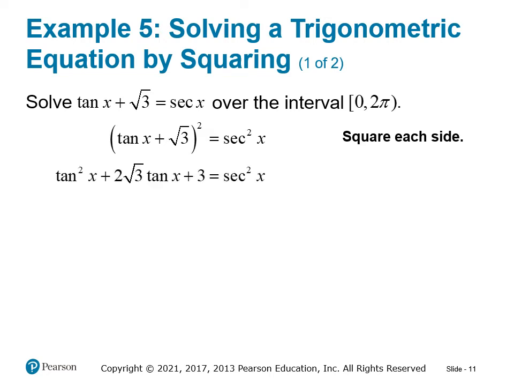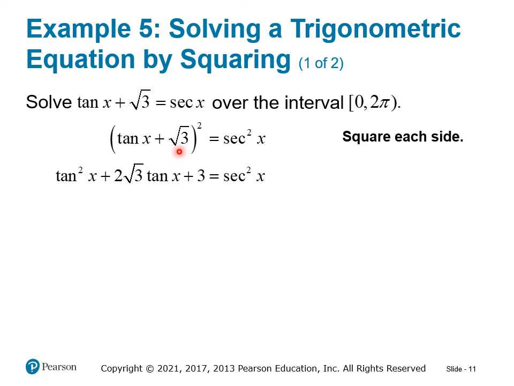So when I square the left side of the equation, I get tangent squared plus 2 times the square root of 3 tangent x plus 3. You're like, what? Where did that come from? This is just foiling this out. Tangent times tangent, tangent squared. Tangent times square root of 3, square root of 3 tangent x. Do it the other way, square root of 3 tangent x, 2 of those, so multiply by 2, and then square root of 3 times the square root of 3 is just 3. Okay, this is just a FOIL of this square.